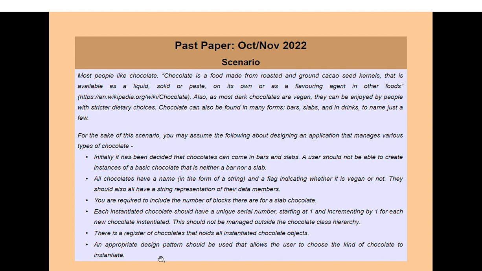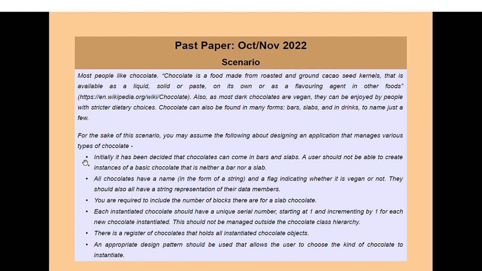And then an appropriate design pattern should be used that allows the user to choose the kind of chocolate to instantiate. So there's two possibilities here. You could be looking at the abstract factory pattern, or the factory method pattern. Now in this scenario we only have one type of product, and that's chocolate. So the abstract factory would be overkill. You only need that if you have multiple types of products. So the appropriate design pattern would quite clearly be the factory method.